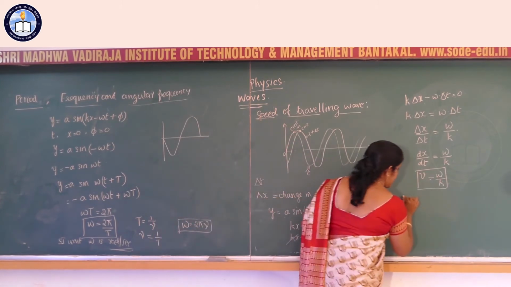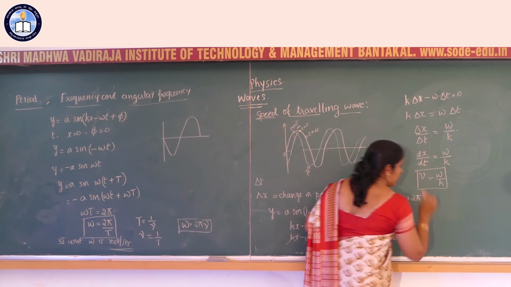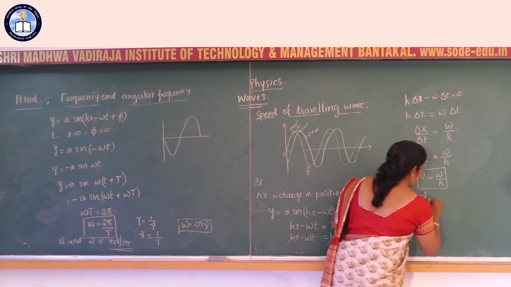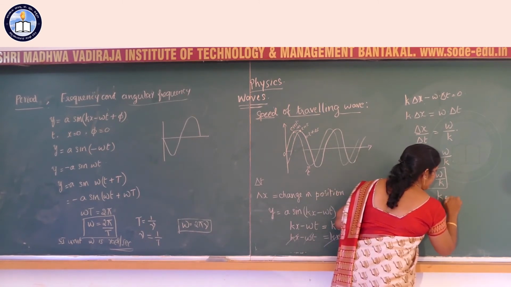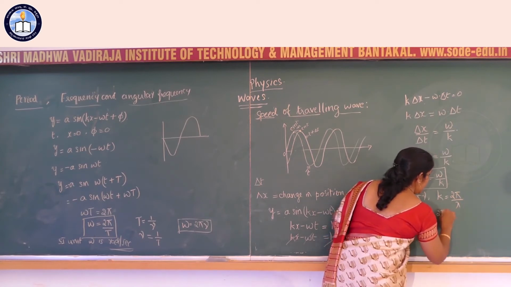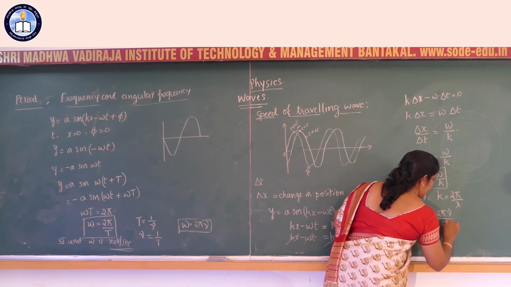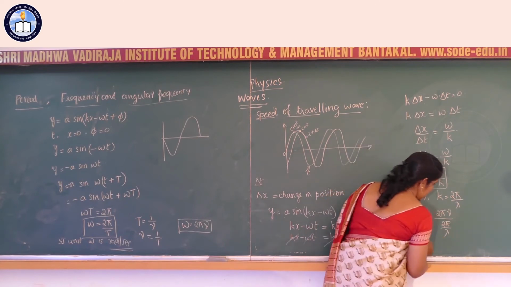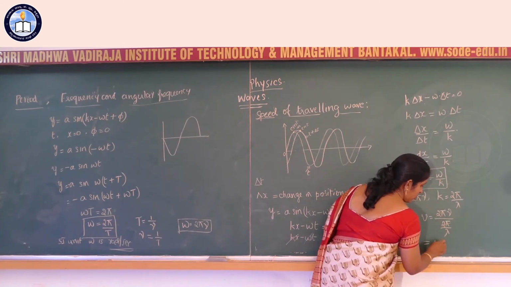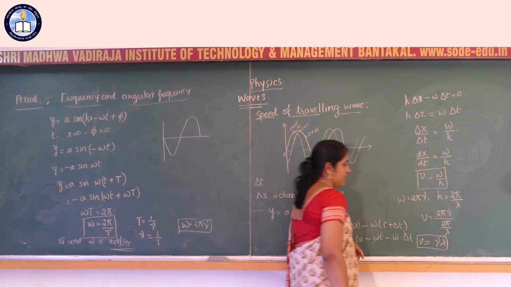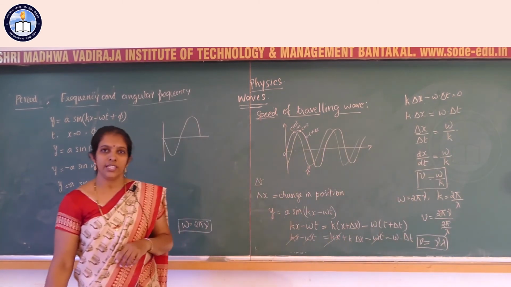If you use the relation in terms of frequency, omega is 2 pi nu and k is 2 pi by lambda, so the equation becomes v is equal to 2 pi nu by 2 pi by lambda. Cancel 2 pi, we get nu by 1 by lambda, or nu into lambda. V is equal to nu lambda. This is another important derivation, the relation between velocity, frequency and wavelength.